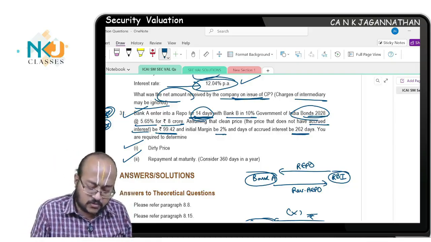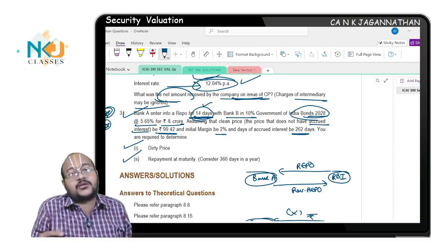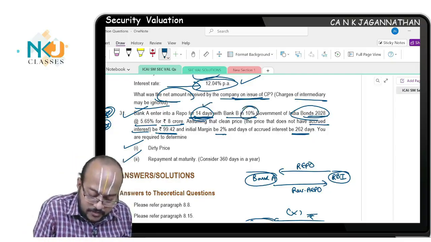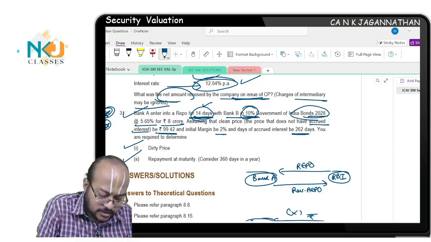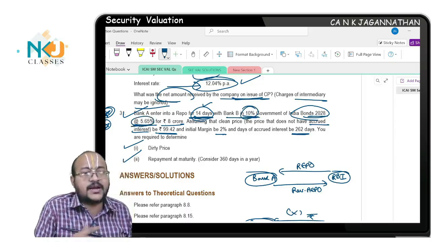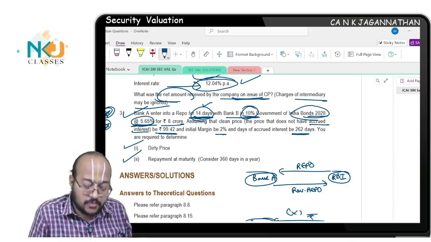Now the point is, here what they are saying: the repo arrangement is made for 14 days. 10% is the interest, the coupon of these Government of India bonds. That is not an issue. 5.65% per annum is the rate agreed upon, but for 14 days only you need to compute.